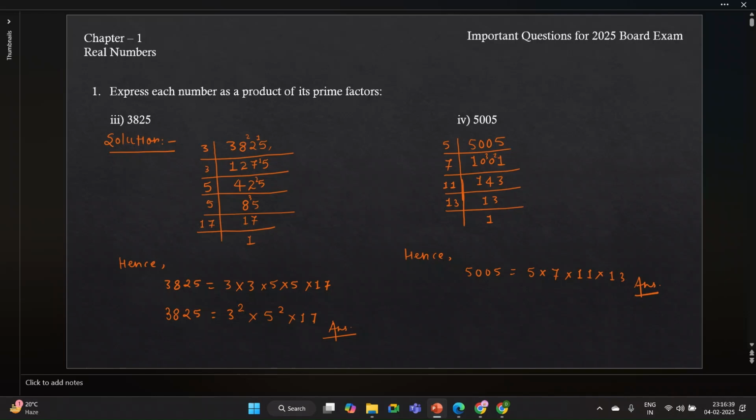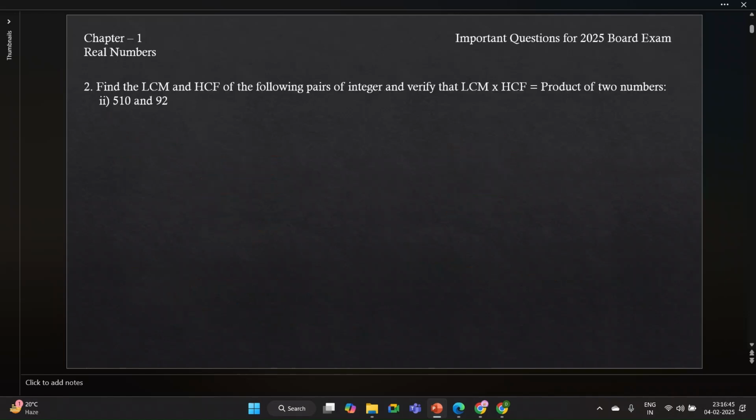Okay. Now we are going for the next question, and I'm going to the next slide. You can pause the video and copy it. So we are going for the second question, and the second sub question is most important. It is the upcoming question. So now I'm solving this one. So I'm writing down the solution.